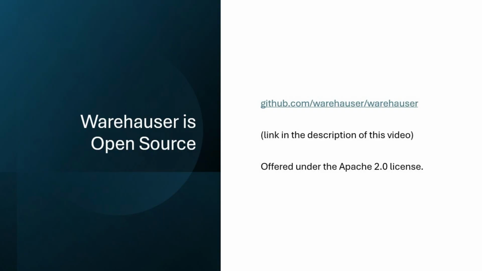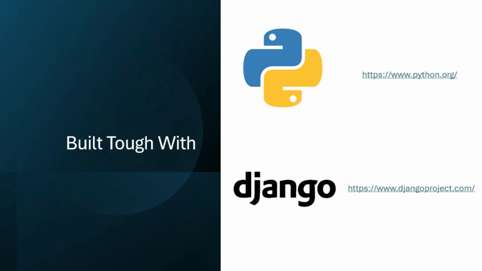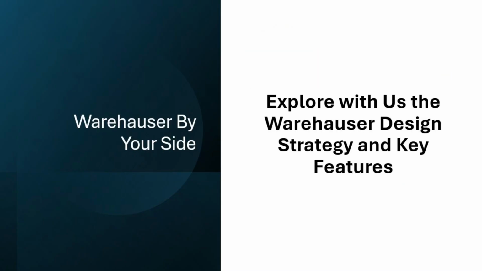Warehouser is published at github.com/warehouser/warehouser and is offered under the Apache 2.0 license. It is developed using the Python programming language and the Django web development framework. It is assumed you are familiar with both these technologies, but if not, we provide some useful links in the description of this video where you can find more information and access their broad community for support. In this video, we will explore the Warehouser design strategy and key features.